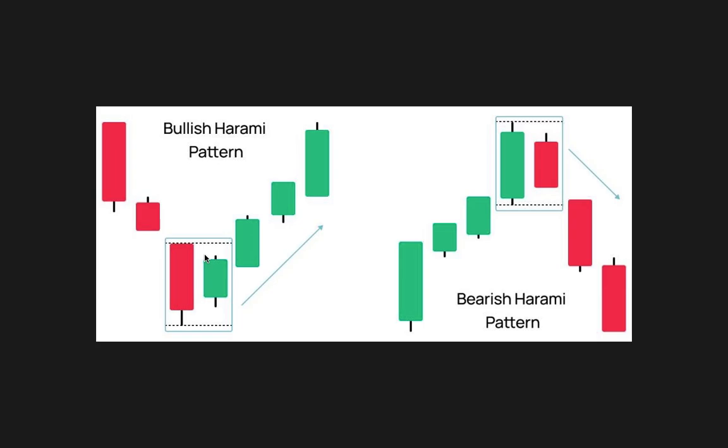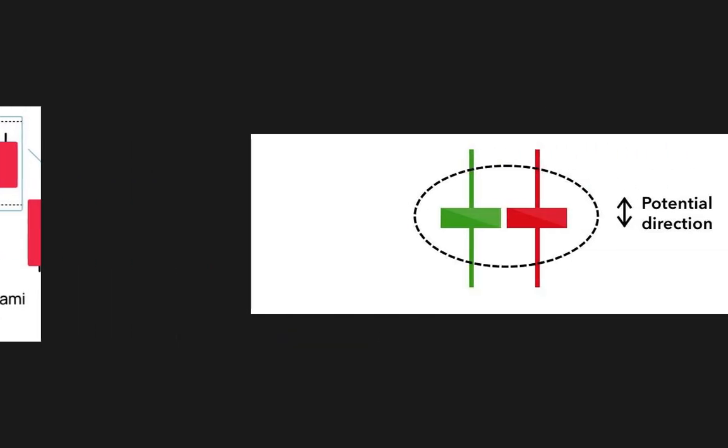So in an uptrend, the harami pattern has the first candlestick green and the second one red. You can see it. This is the uptrend. The first candlestick needs to be green before the other one red. So in a downtrend, the first candlestick needs to be red before the green one. So yeah, that is it.